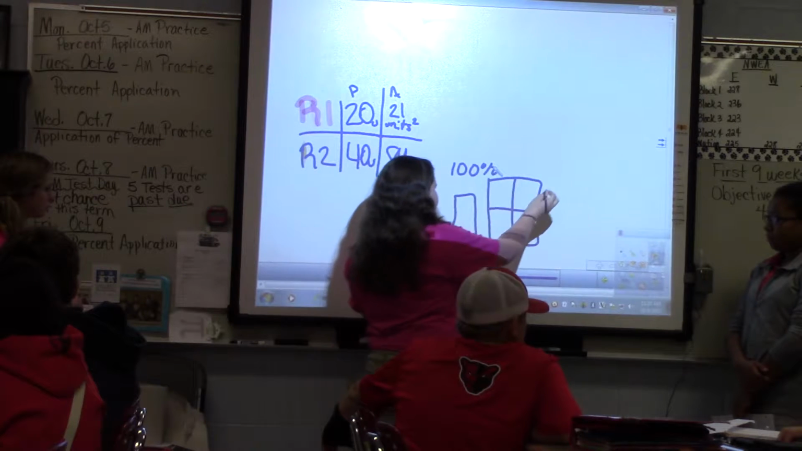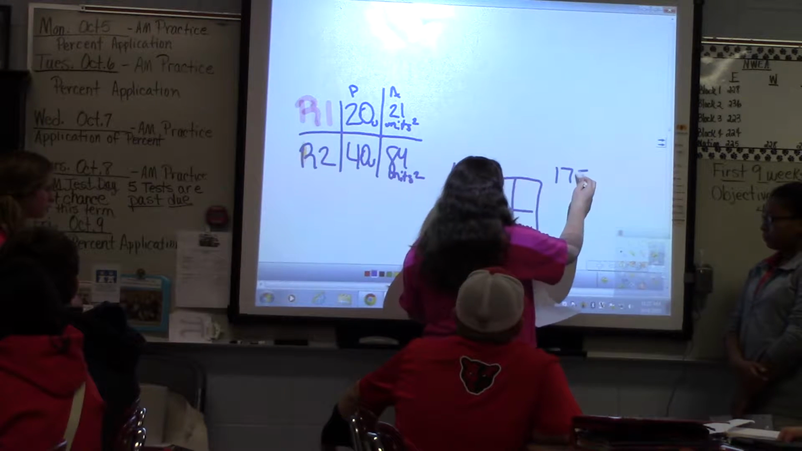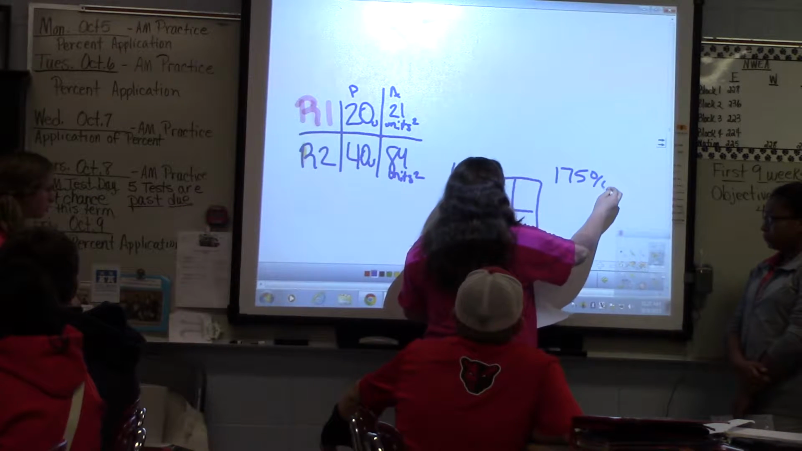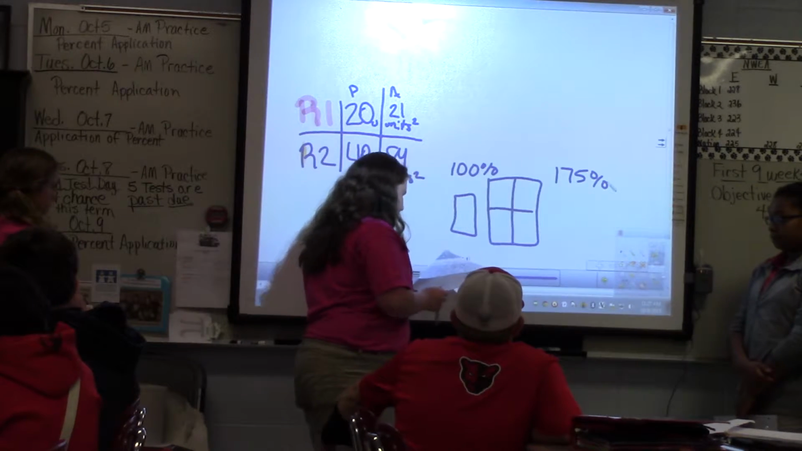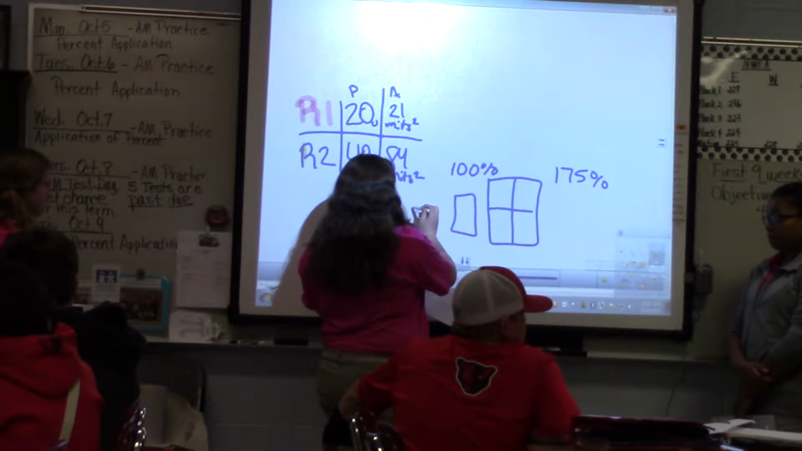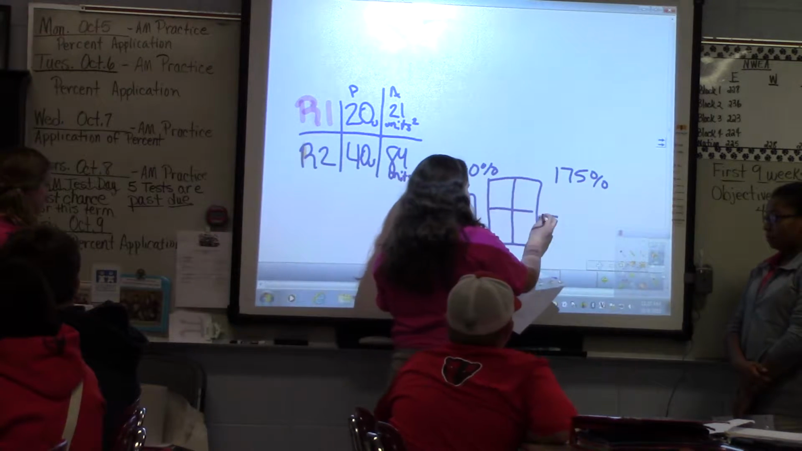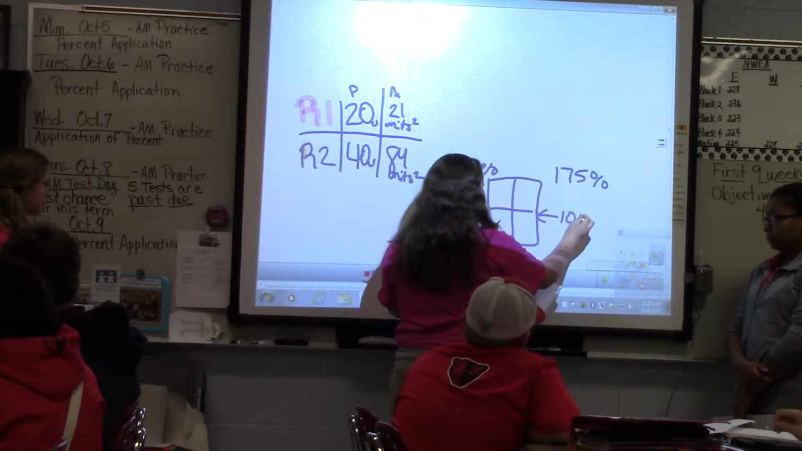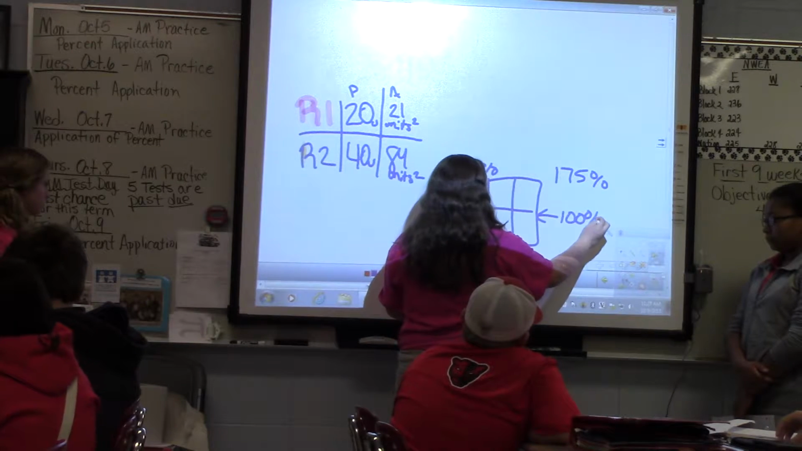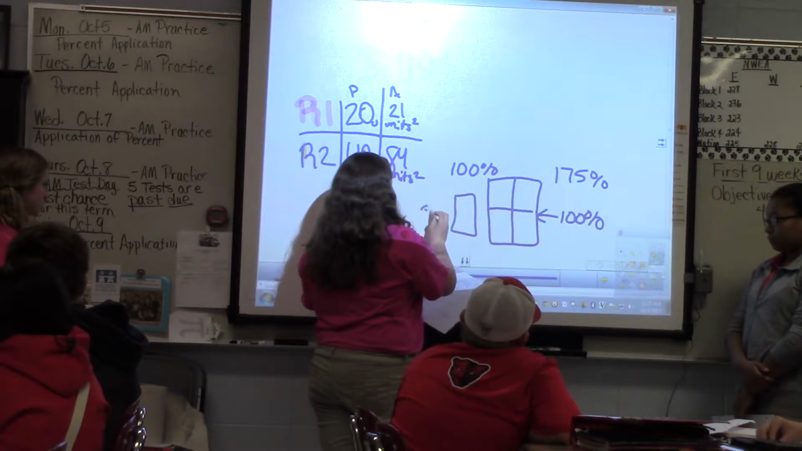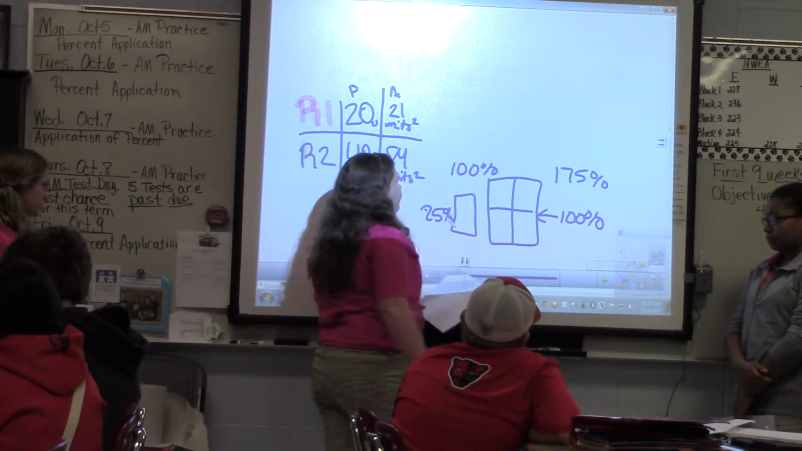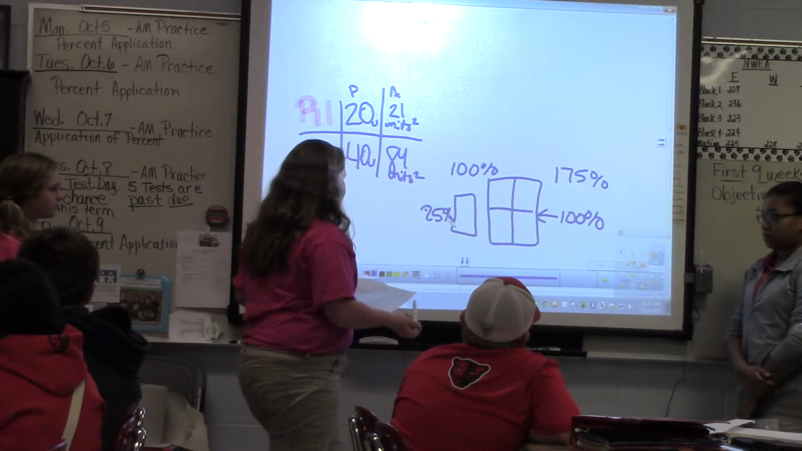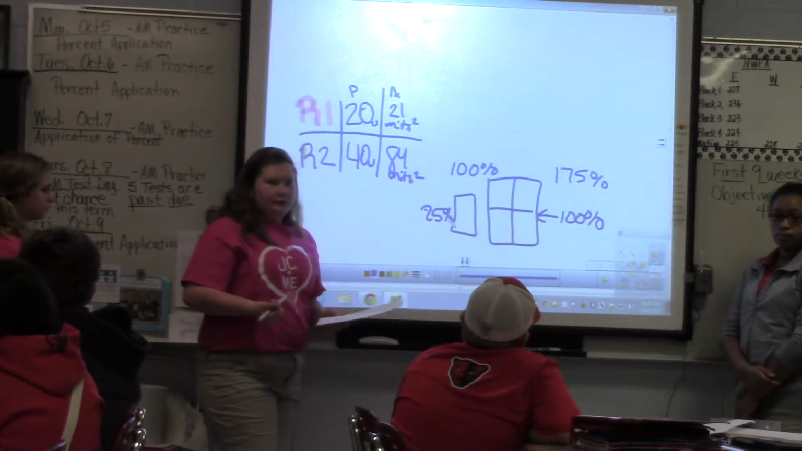that this would be 175% increase, because this can fit into it 4 times, as I said earlier. And if this was your 100%, then you know this would be 25%, because it is 1/4 of your second rectangle. Any questions?